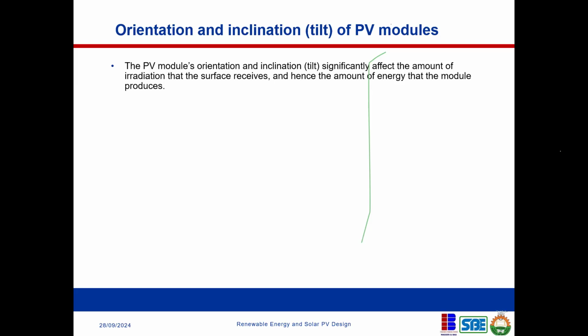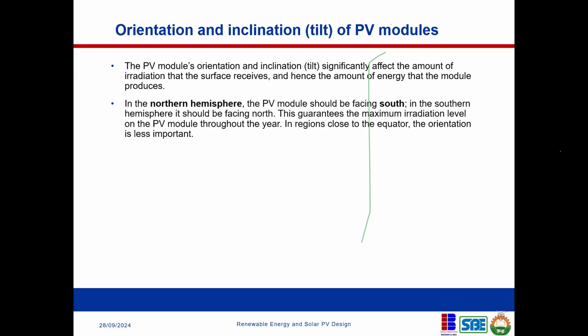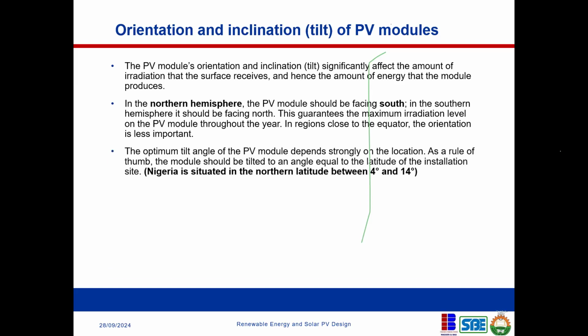These significantly affect the amount of irradiation that the surface receives, and hence the amount of energy that the module produces. In the northern hemisphere, the PV module should be facing south. In the southern hemisphere, it should be facing north. This guarantees the maximum irradiation level on the PV module throughout the year. In regions close to the equator, the orientation is less important.